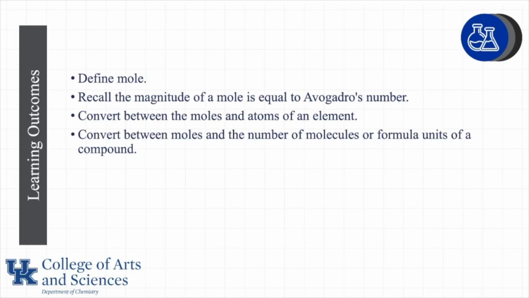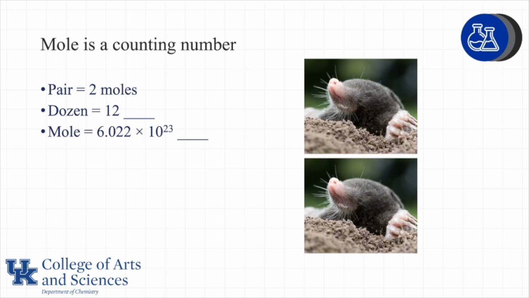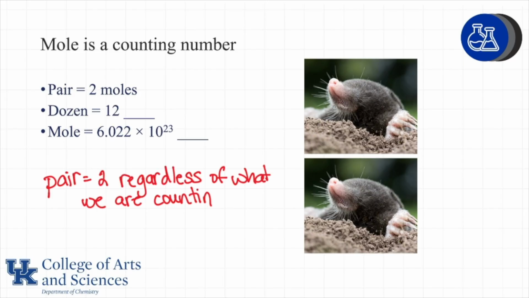In this lesson, we're going to define mole and then learn how to use Avogadro's number in calculations. A mole is just a counting number, and you're already familiar with counting numbers even if you didn't call them that. If you have a pair of something, that means you have two of it. If you have a pair of moles, that means you have two moles. Pair means two, regardless of what you're counting. If you have a pair of anything, then it means you have two of that thing.